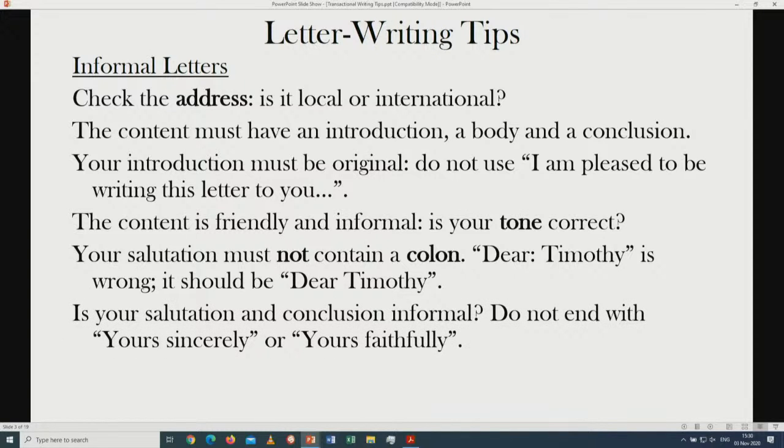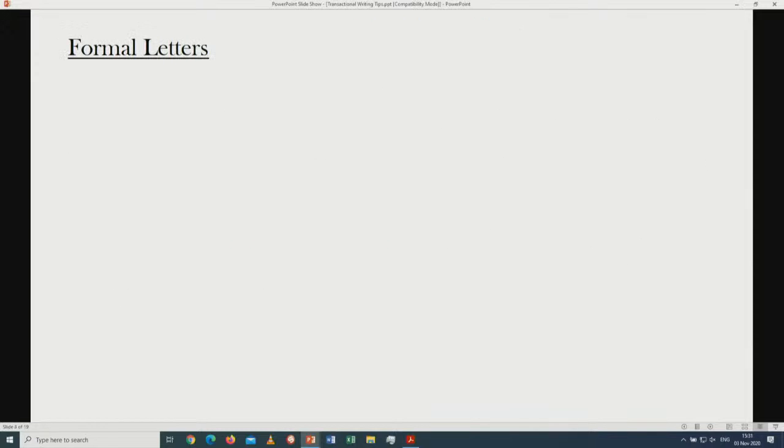Then, salutation and a conclusion. Are they informal? Formal conclusions would include yours sincerely or yours faithfully. They are formal. They are not informal. An informal conclusion would be something like your friend. That's it. Nice and informal. Or otherwise, your loving son or something like that. But not yours sincerely or yours faithfully. These are inappropriate for informal letters.